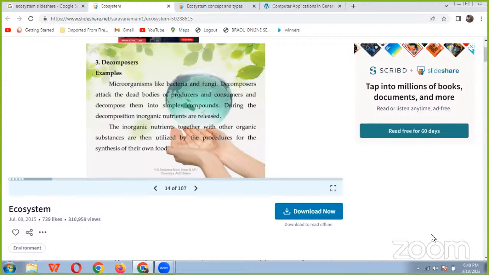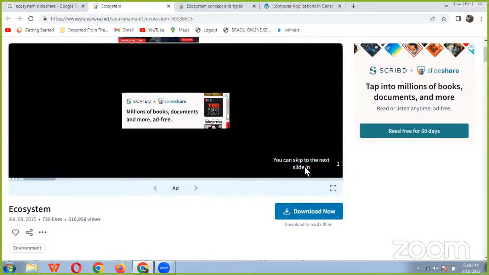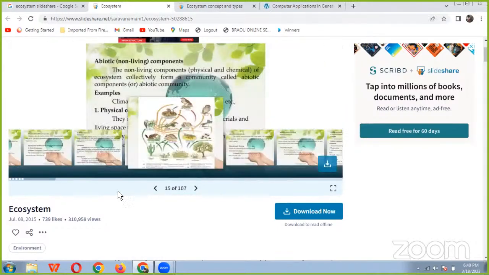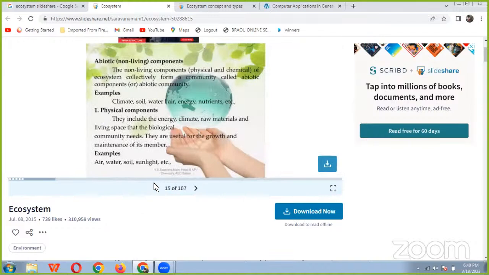Mainly the inorganic nutrients, together with the organic substances, are utilized by the producers for the synthesis of their own food materials. Decomposers: bacteria, actinomyces. And the next biotic components: producers. Next are the consumers and decomposers.